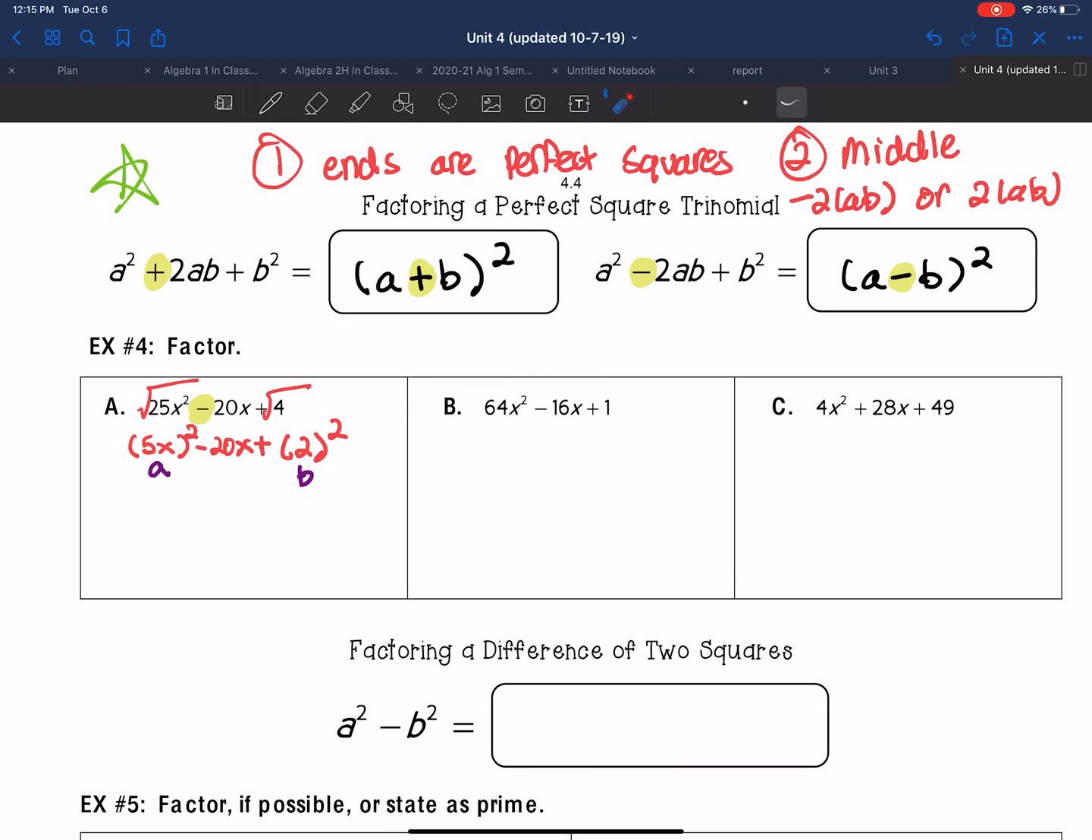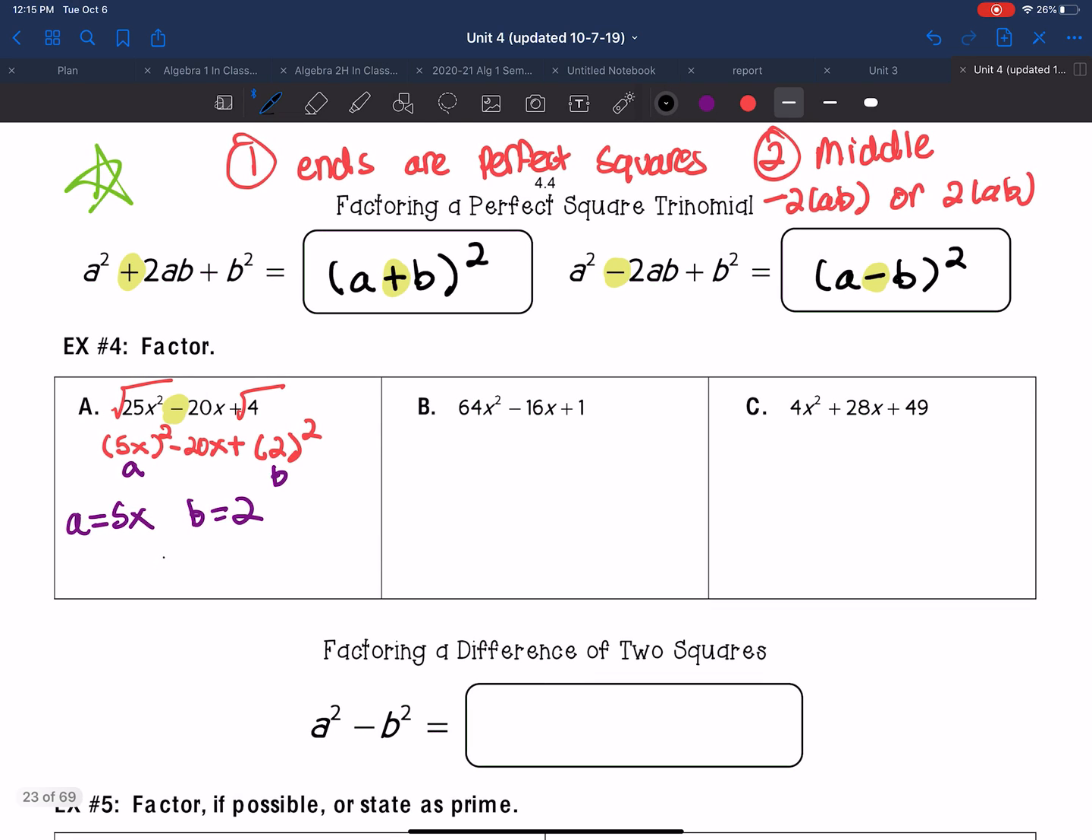Okay, so I know that A is equal to 5x. I know that B is equal to 2. So if I plug that into the formula up there, I'm going to have A minus B squared, which is just 5x minus 2 squared. Okay, so figure out what A and B are, plug it into the formula.